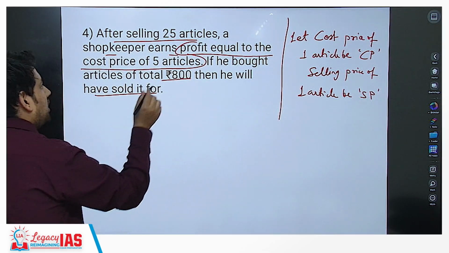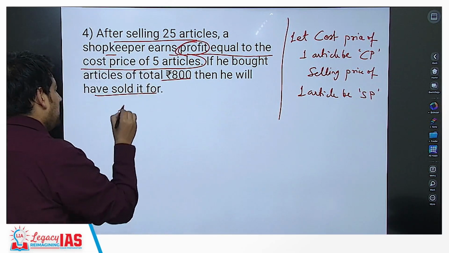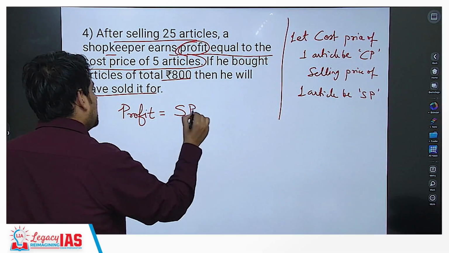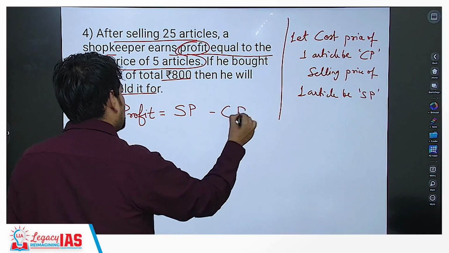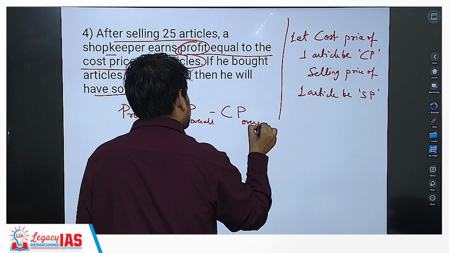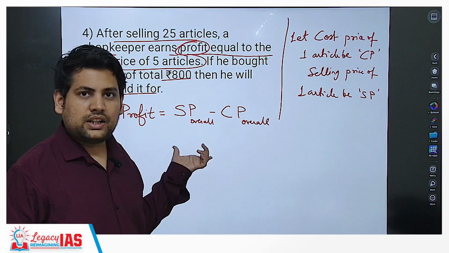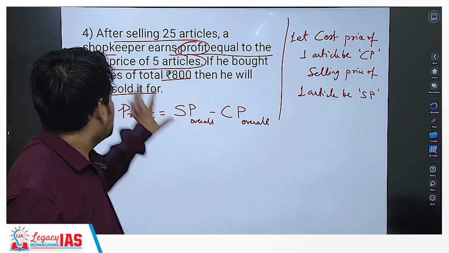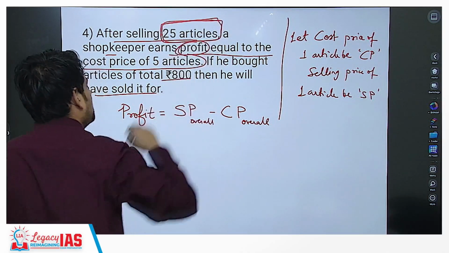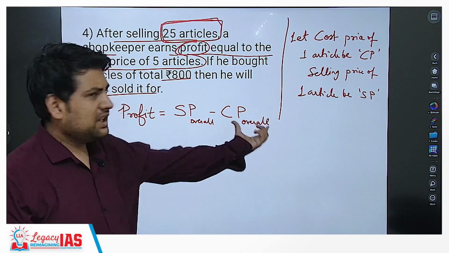Now see, there is profit. That means in this transaction he is making a profit. Now profit is equal to selling price minus cost price. But this will be selling price overall and this will be cost price overall. That is not for one pen or one article. The profit is in the whole transaction, that is in the buying and selling of 25 articles. What is his profit or loss? That we will have to calculate. So profit is equal to selling price overall minus cost price overall.